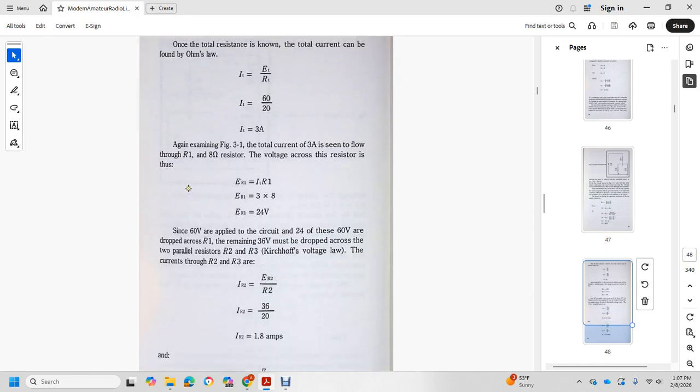Since 60 volts is applied to the circuit, and 24 volts drops across resistor 1, the remaining 36 volts will drop across the 2 parallel resistors, resistor 2 and resistor 3, by Kirchhoff's voltage law, through current 2 and 3.